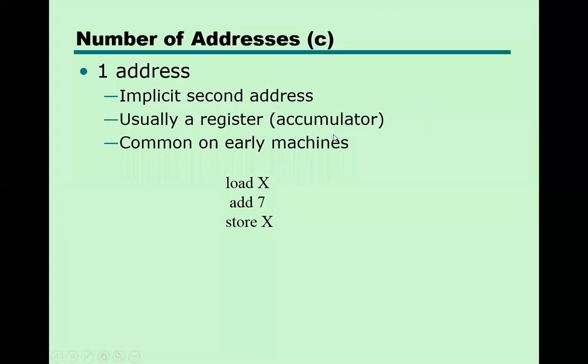Commonly in early machines, you will find this accumulator available specifically for this purpose. Like load X, then add 7, store X. So this X is nothing but, you can consider it as the accumulator. First you have moved your value into X, then add with 7, and after addition again you are storing your result into the accumulator. So by using one address only, we can perform the same addition operation.